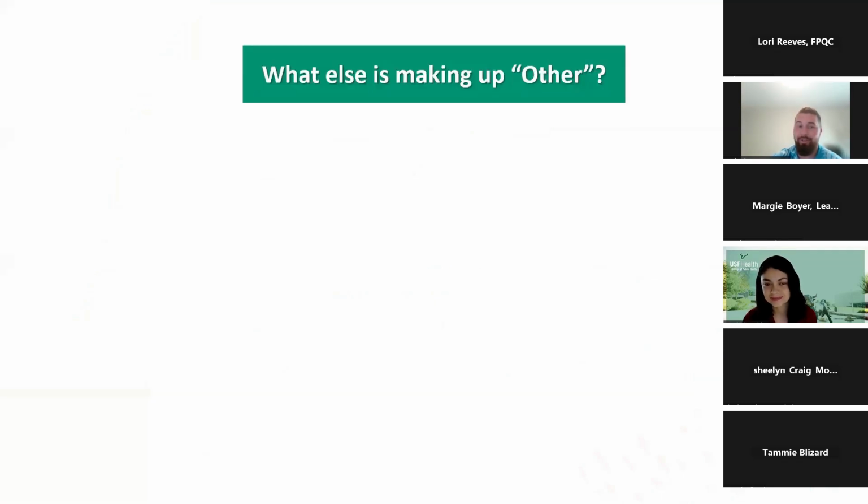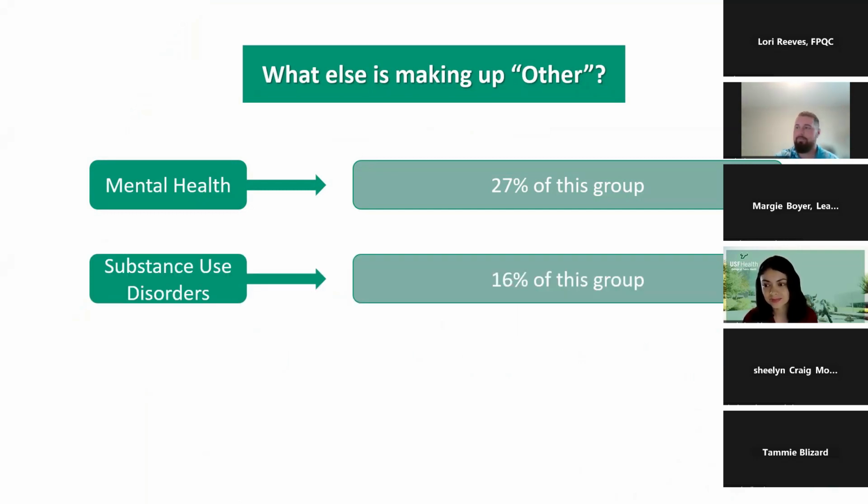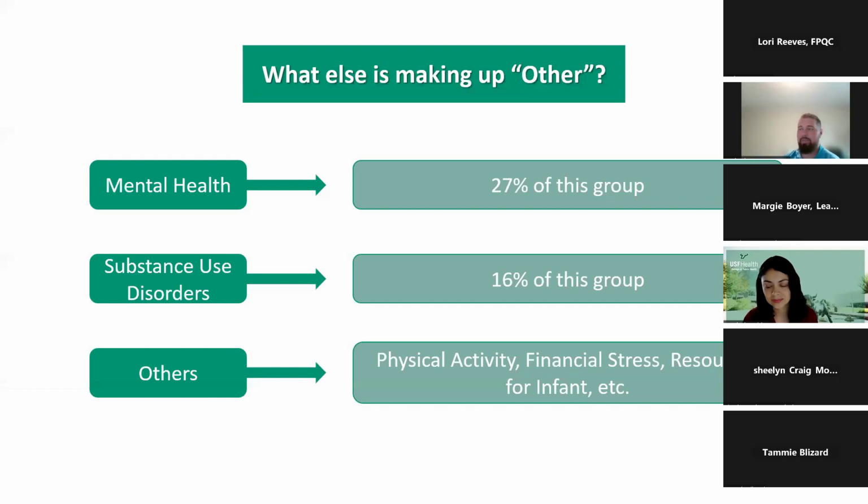All right, and so from our end, this is what we have seen making up that category of other. So mental health seems to be the major thing in this group. More than a quarter of all of the other needs screenings have been categorized as mental health related. 16% of this group has been categorized as substance use disorder. And the other predominant ones would be physical activity, financial stress, resources for the infant, and other categories as well. But we find this very, very interesting, and it's something that we look forward to exploring more throughout the initiative.